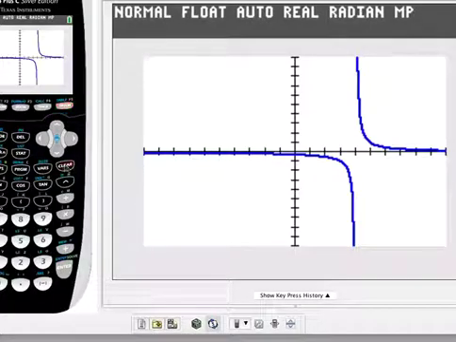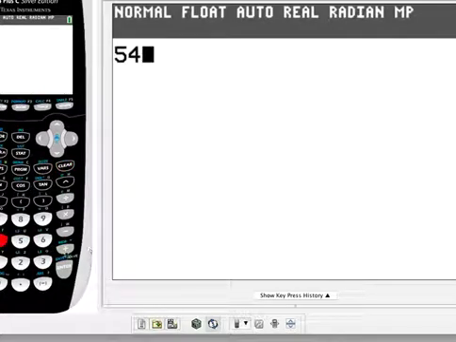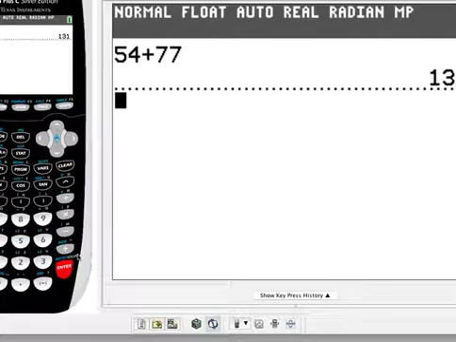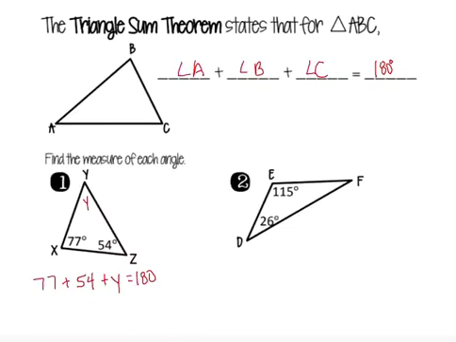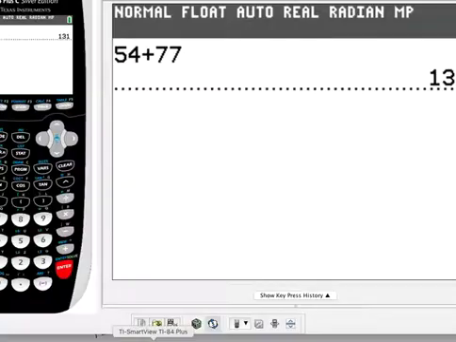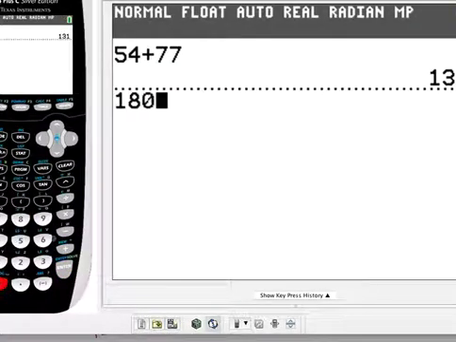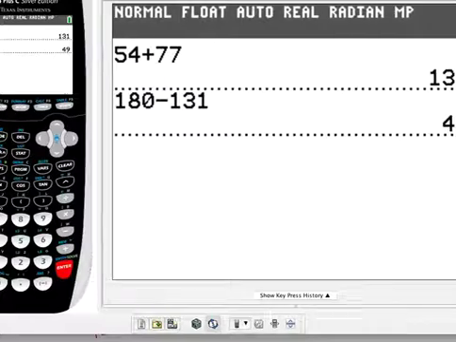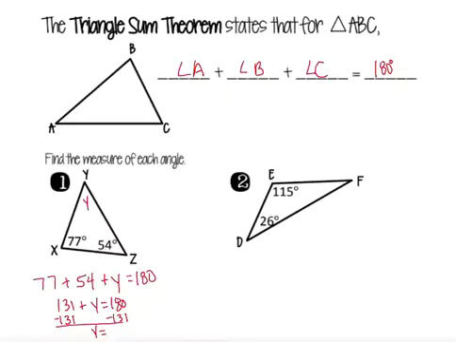So if I add up 54 plus 77, that gives me 131. So I have 131 plus y equals 180. And I want to get y by itself, so I'm going to subtract 131 from both sides, and that'll tell me what my y angle should be equal to. So y is going to be equal to 180 minus 131, which gives you 49. So my missing angle should be 49 degrees.